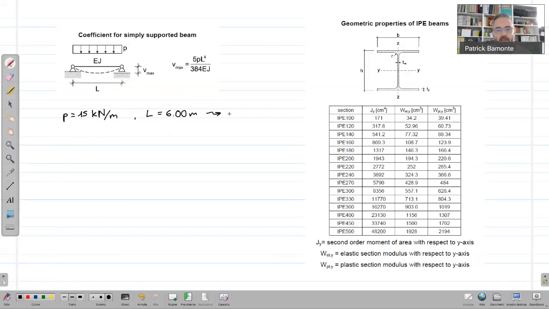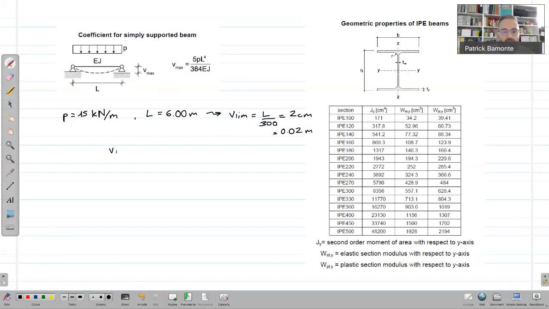Immediately, if you do your calculation, the limit displacement, which is equal to L divided by 300, is equal to 6 meters, or 600 centimeters, divided by 300. This is 2 centimeters. Or if you prefer, in meters, 0.02 meters.